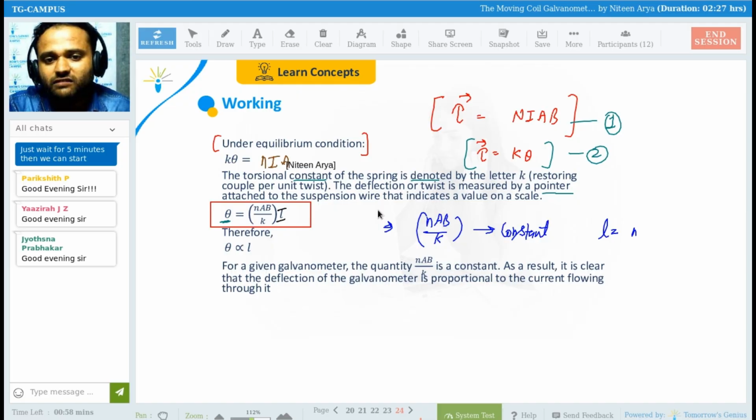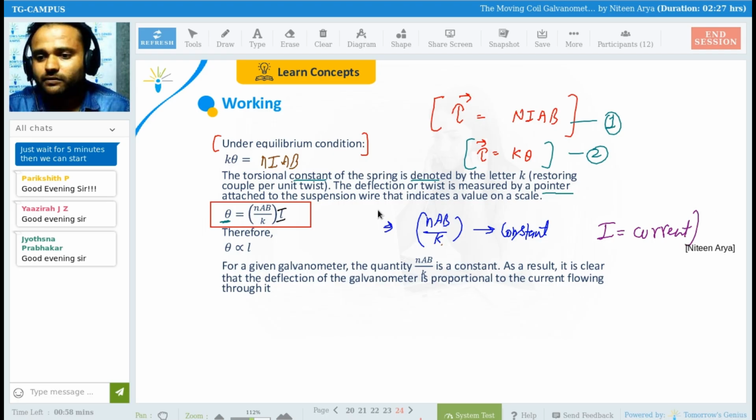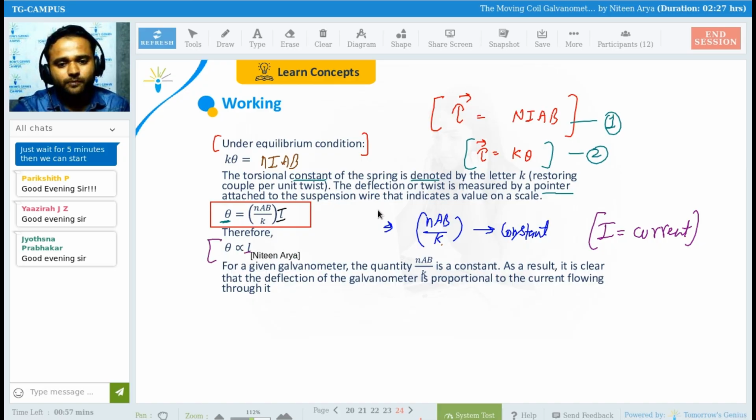N, I, A, B. So we fix everything like A, the area of the coil, length, and K the spring constant, and just change this N, change this I, which is the current, and we can find a very small deflection even for a very small current. Okay, so theta is directly proportional to I, the current. For a given galvanometer, the quantity NAB by K is constant. As a result, it is clear that the deflection of the galvanometer is proportional to the current flowing through it.